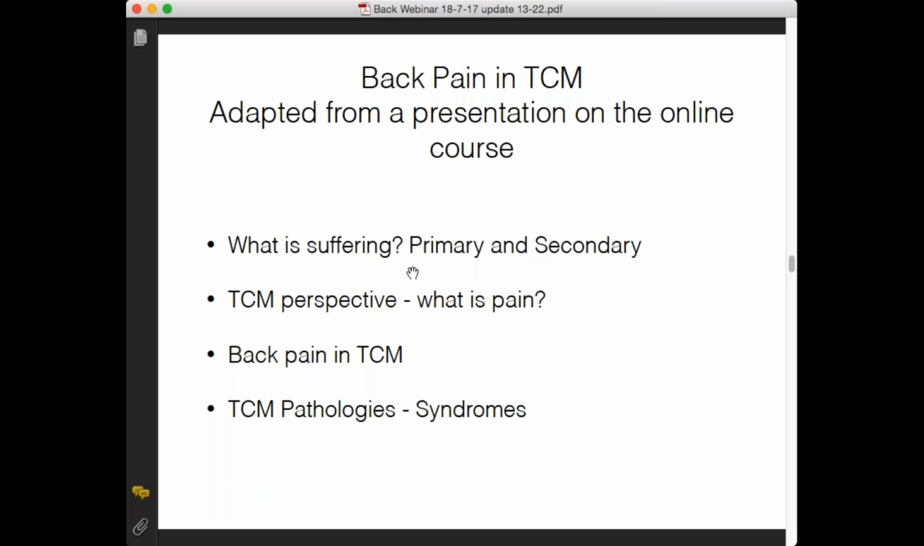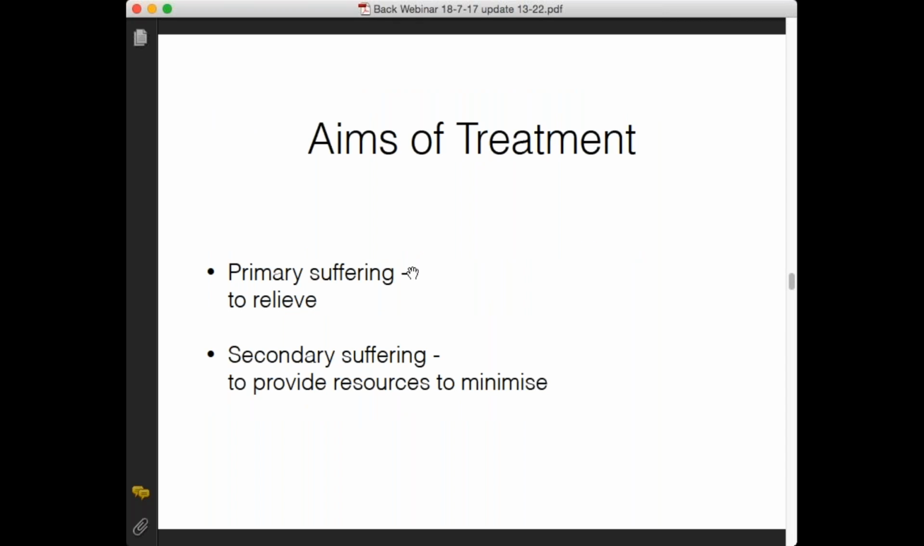Absolutely. Yeah. TCM has a particular perspective on pain, which we'll have a look at in a minute, about obstruction. And we'll look at the major pathologies and syndromes as we go through. This is an abbreviation, but we'll have a look at a few things. Okay, so that's the primary suffering and the secondary suffering.